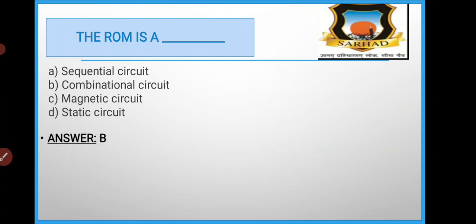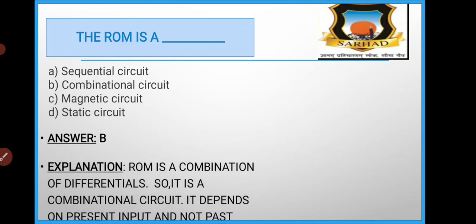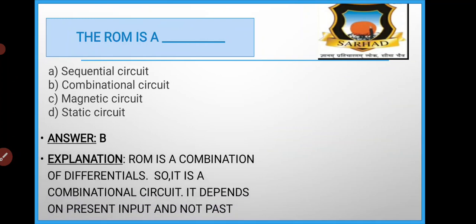Okay. So the correct answer is option B, that ROM is one type of combinational circuit. A combinational circuit is a circuit whose output depends only on the present input and not on the past, and that's why the output of the ROM also depends upon the present. So the ROM is one type of combinational circuit. That's why option B is correct.